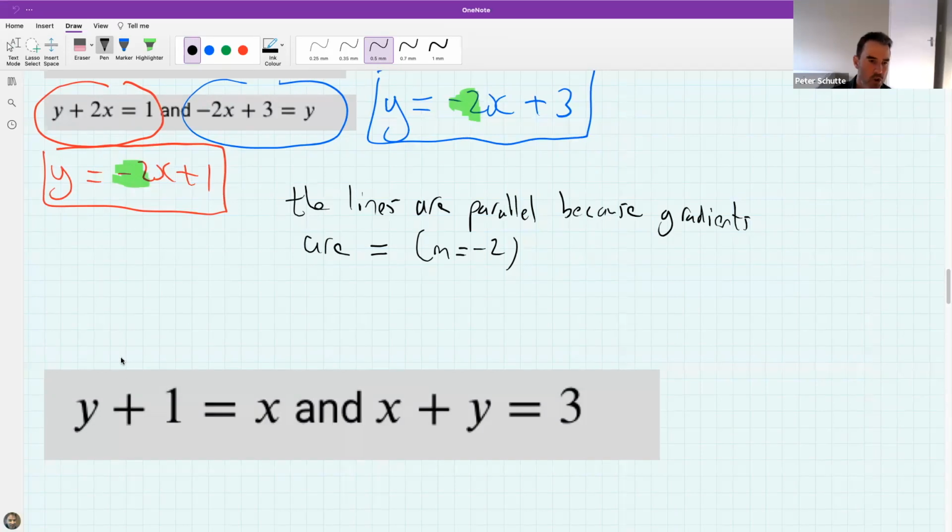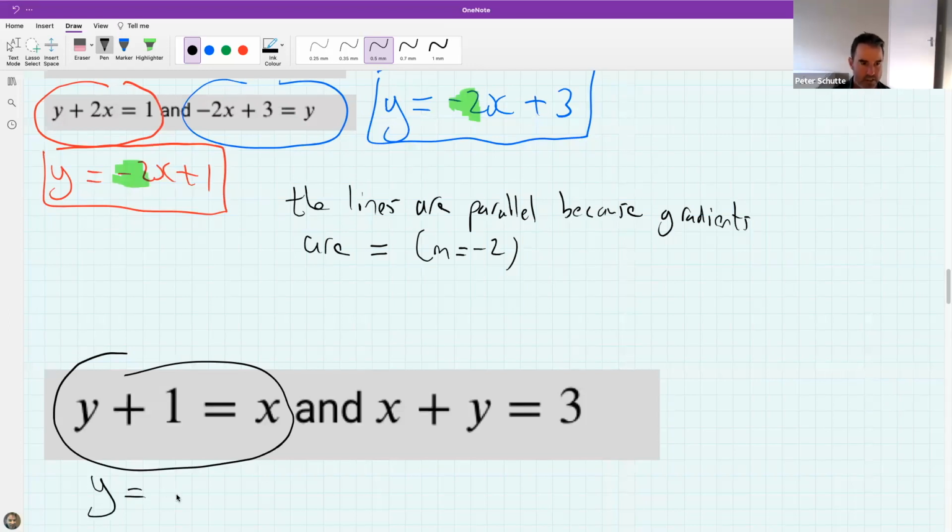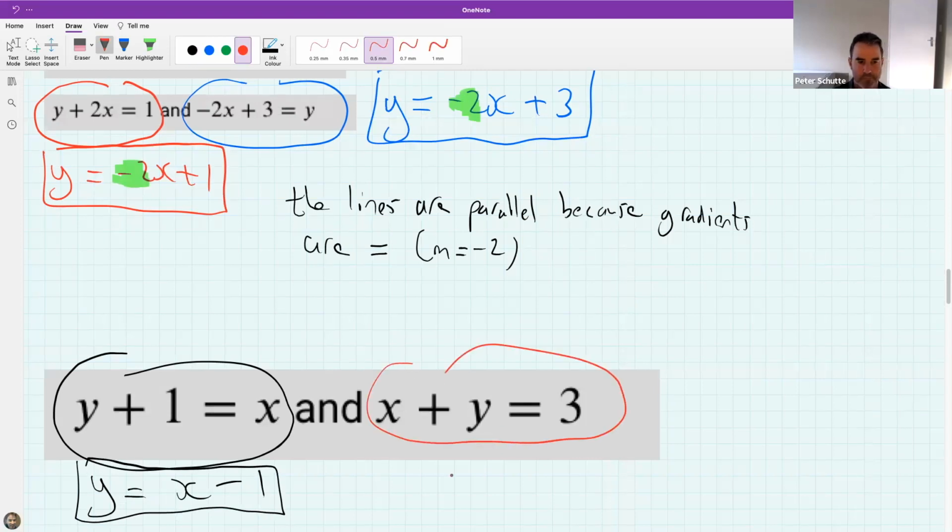Perfect. So what would you do with this one? What do you have to do? I have to transpose +1 to the right, then it's going to be -1. Okay, so that becomes x minus 1. Yes, sir. Now, what about this one, this red one? We have to transpose x to the right, then it would be -x. So negative x plus 3. Okay, you have done the step where you've got them in standard form.